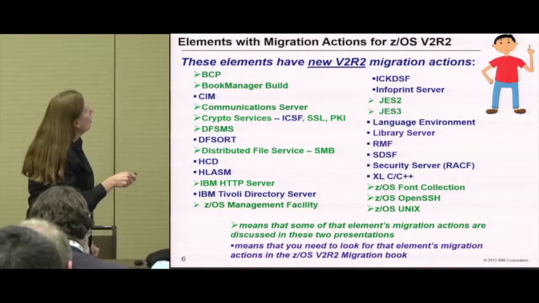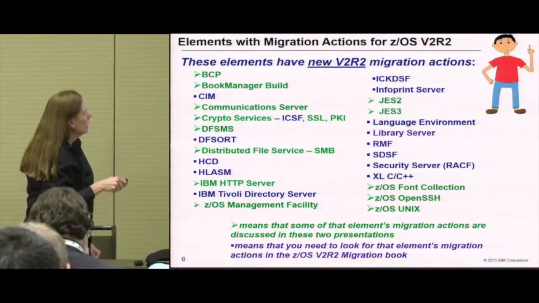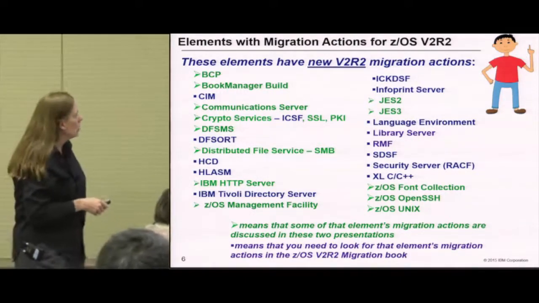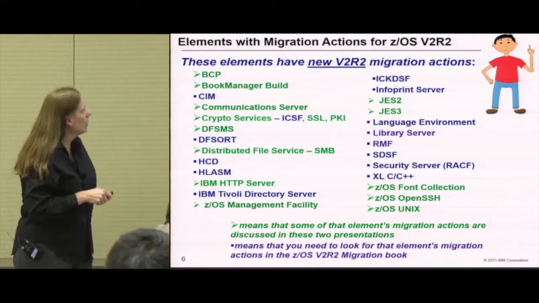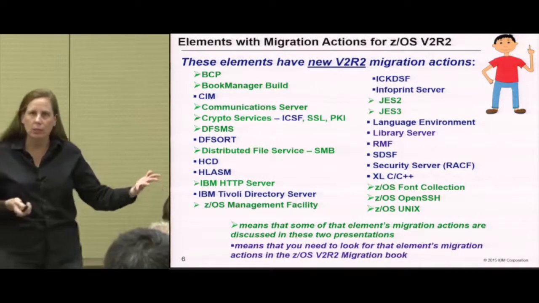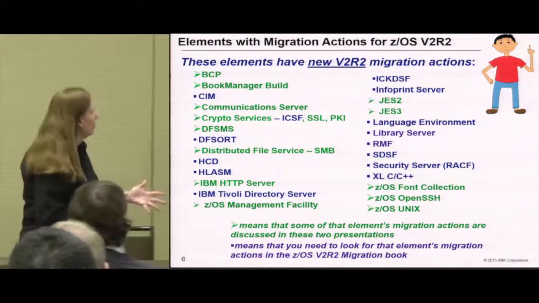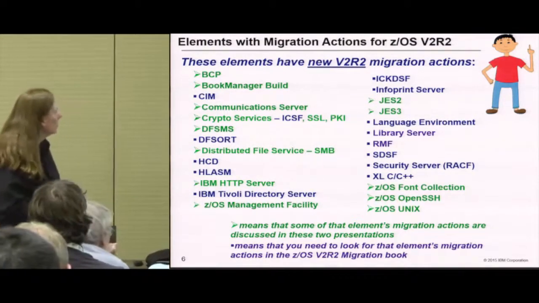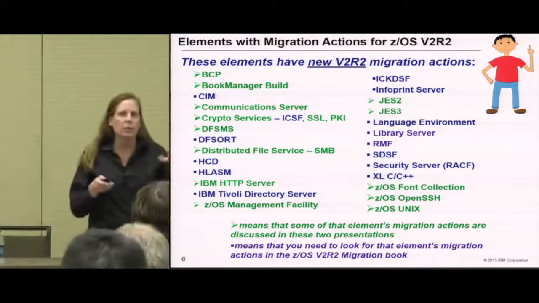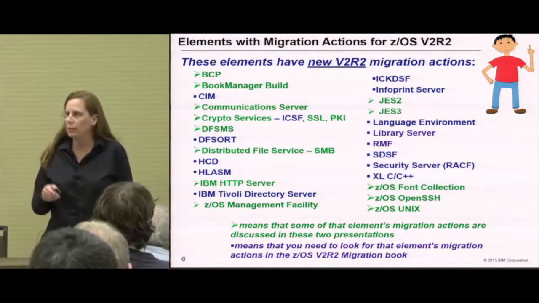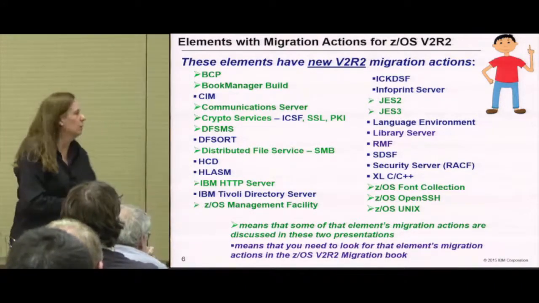So here are all of the elements that have migration actions, and I definitely can't talk about all of them, so I selected some of the more popular ones. I talked about some of them, like Book Manager Build, in part 1. The migration action is gone in 2.2. And we talked extensively about the IBM HTTP Server already. So between the two presentations, I'll be able to cover a lot of the elements and selected pieces of those elements.